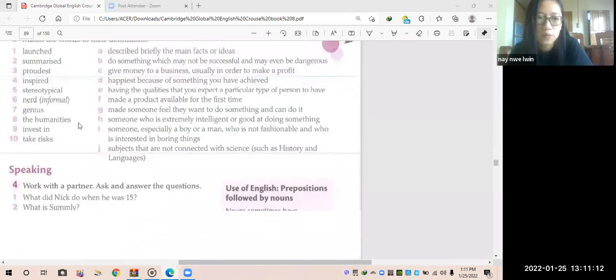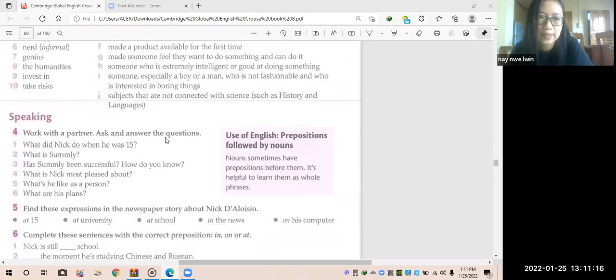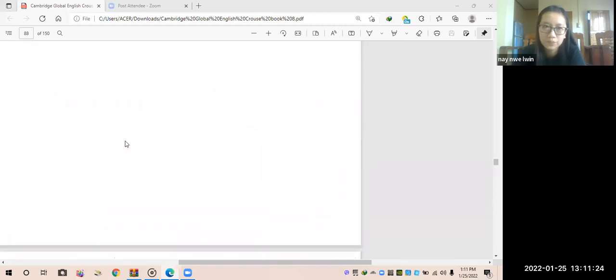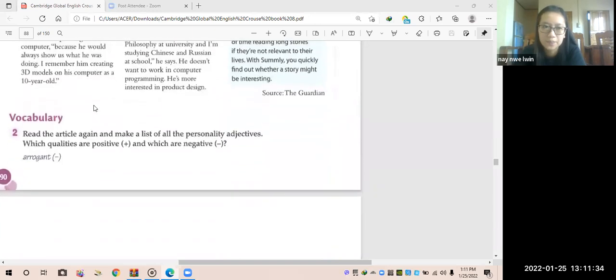Okay, so we'll move to number 4. What did Nick do when he was 15? When he was 15, he launched an iPhone app called Summly. Yes, the answer is here, right? At 15, he launched an iPhone app called Summly. Yes, that is the answer.